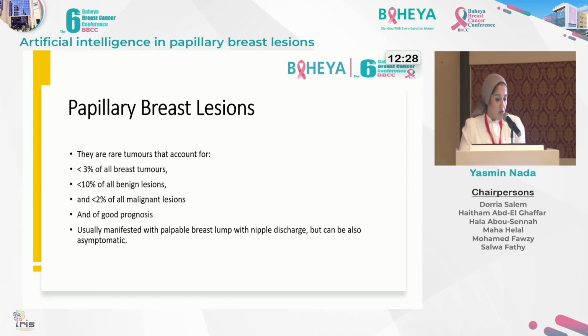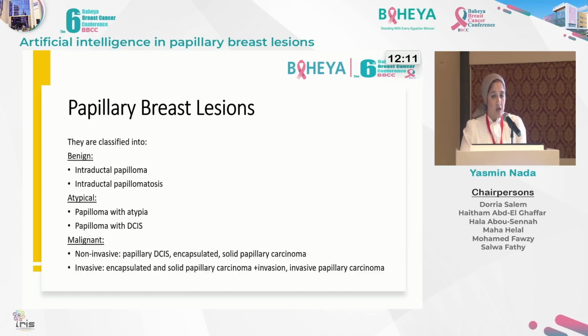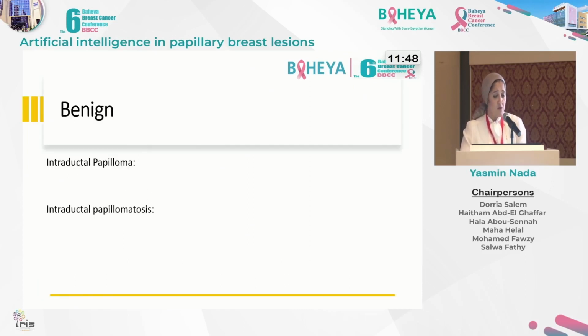They are rare tumors. They account for less than 3% of all breast tumors, less than 10% of all benign tumor lesions, and less than 2% of all malignant lesions. They are of good prognosis, usually manifested with a palpable breast lump, with nipple discharge, but can also be asymptomatic. They are classified into benign, like intraductal papilloma and intraductal papillomatosis; atypical, like papilloma with atypia and papilloma with DCIS; malignant non-invasive, like papillary DCIS and encapsulated solid papillary carcinoma; or invasive, like encapsulated and solid papillary carcinoma with invasion and invasive papillary carcinoma. So let's start first with the benign.